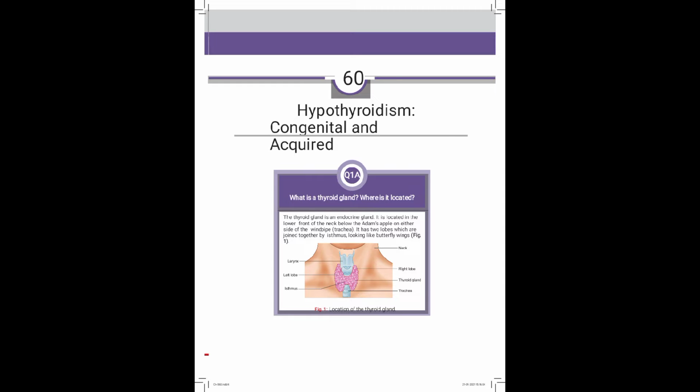So first of all, what is the thyroid gland and where is it located? It is an endocrine gland located in the lower front of the neck, just below the Adam's apple, on both sides of the trachea. It has two lobes which are joined together by a narrow isthmus, looking like butterfly wings.